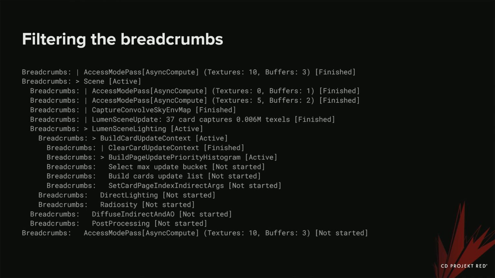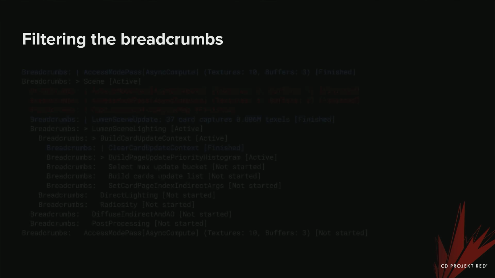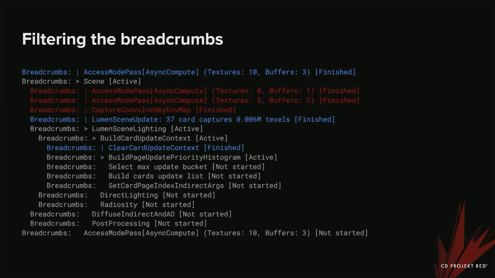Specifically, the build page update priority histogram. A lot of information is reported here. However, not all of it is relevant to where the actual crash happened. So first, we remove all finished work except the last finished work. We do this for every scope in the hierarchy. This still gives us a little bit of context, but not so much that it gives useless information.